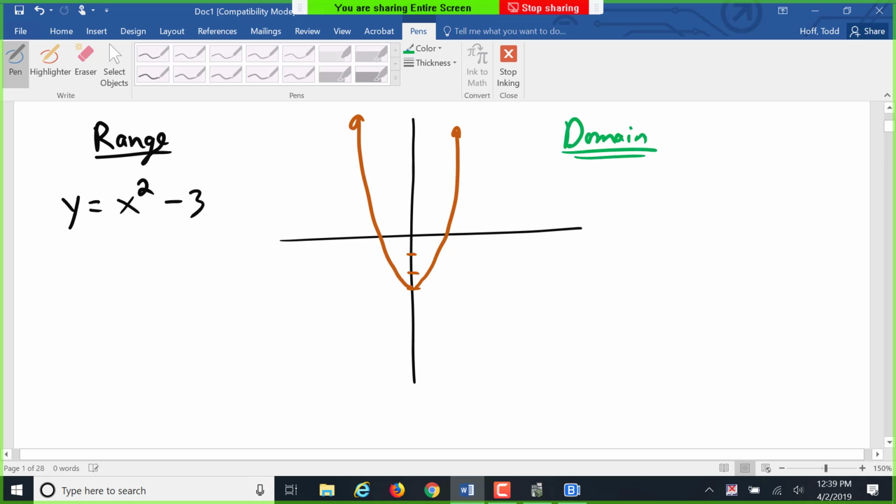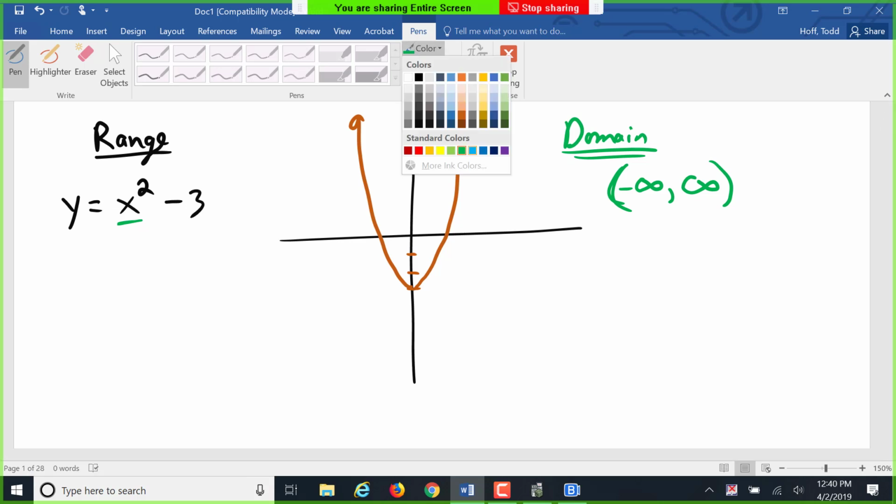The domain of that function, are there any values that are restricted here that we cannot get as solutions for that? Or that we can't put in for x, I should say? No, the domain, we can put in any value for x that we want. So that domain is negative infinity to positive infinity. Or all values of x such that x is a real number.